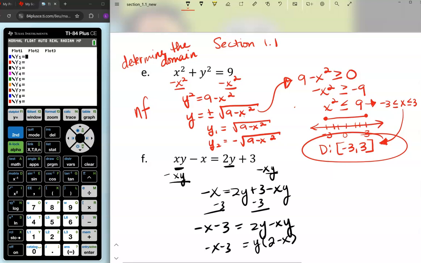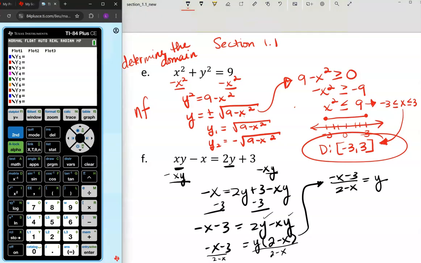So I have negative x minus 3 equals y times 2 minus x. So I just factor that y out of both of those. And then if I go up here, to get the y by itself, I need to divide completely by 2 minus x. So I end up with, excuse me, I said that wrong. Negative x minus 3 over 2 minus x is equal to y. And that's what I can put into my calculator.